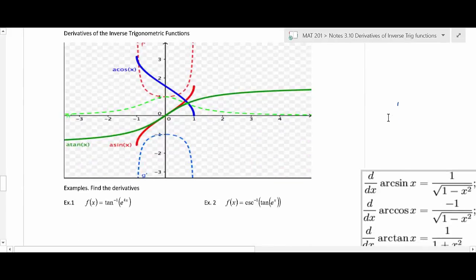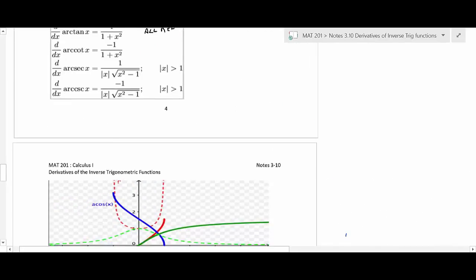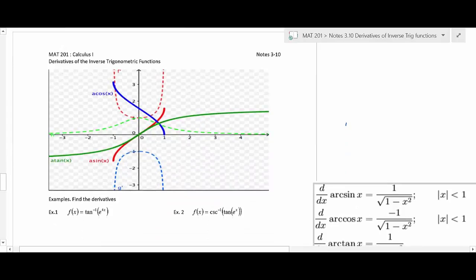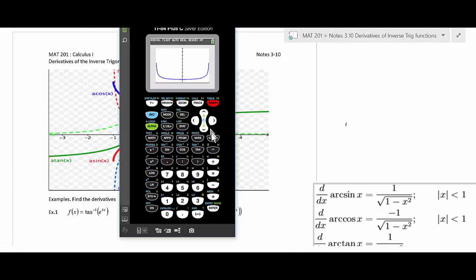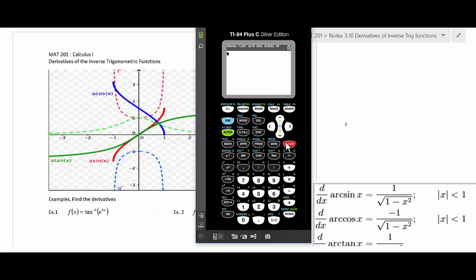Now we're going to go ahead and work a little bit with the derivatives of the other inverse trig functions next. But let's see, I want you to do something on your calculator before I do derivatives. I want to do one more thing with the inverse tangent, just to remind us of something from trig. Put your calculator in radian mode. Press mode and then go to radian.